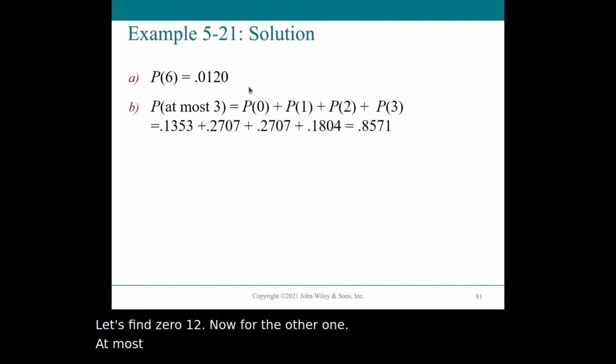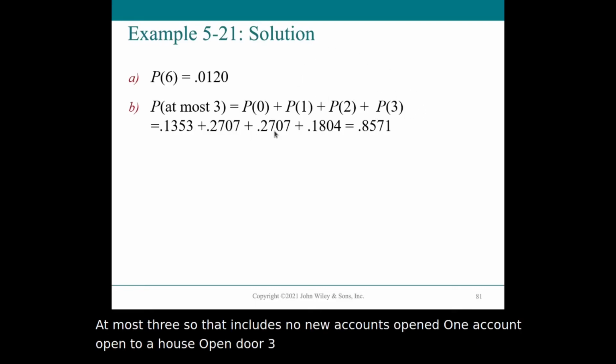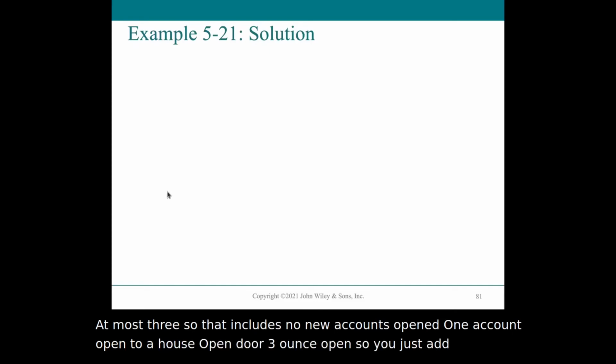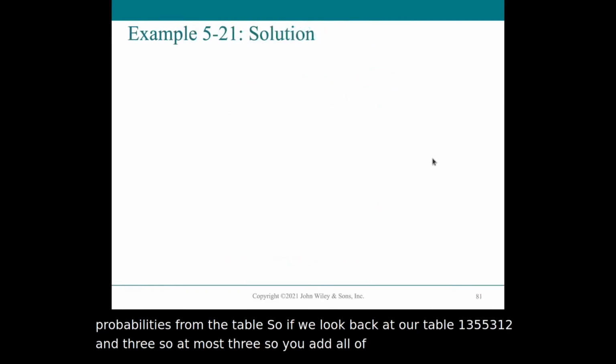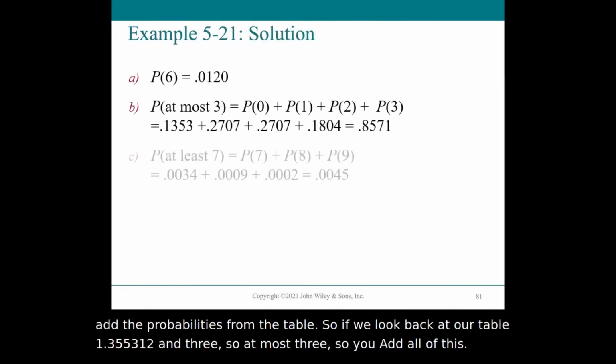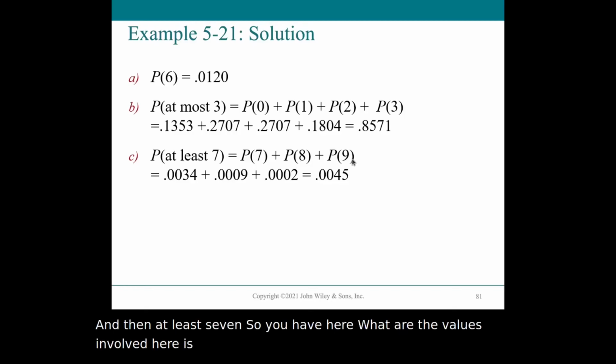Now for the other one, at most 3. That includes no accounts opened, 1, 2, or 3 accounts opened. So you just add the probabilities from the table. If we look back at our table, 1.353, 1, 2, and 3. So at most 3, you add all of this. And then at least 7, the values involved are 7, 8, or 9 accounts.